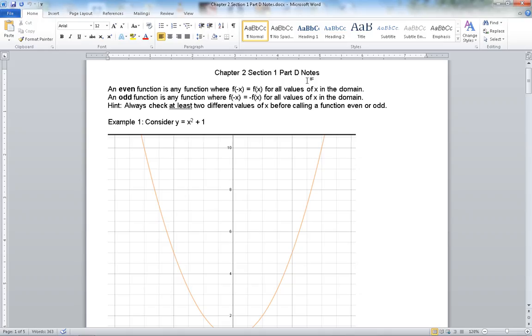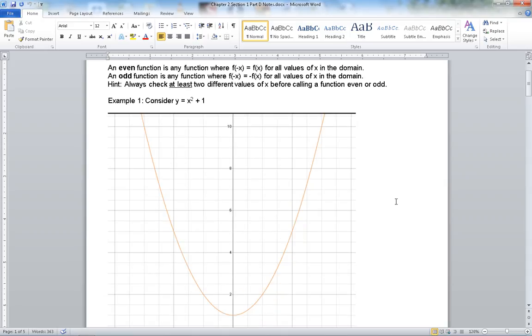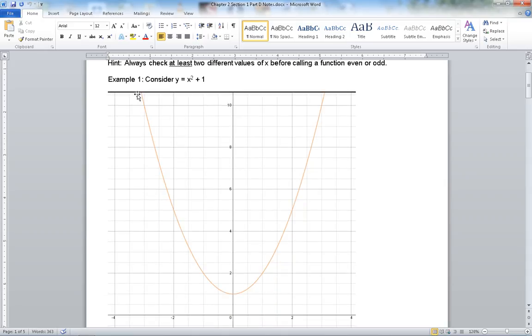For example 1, let's consider the parabola defined by y equals x squared plus 1. If we graph this function out, you can see that it goes down and then back up. So it sort of looks like it would hold water. It's a parabola that opens upward up the y-axis. Now, is this an even or an odd or is it neither type of function?